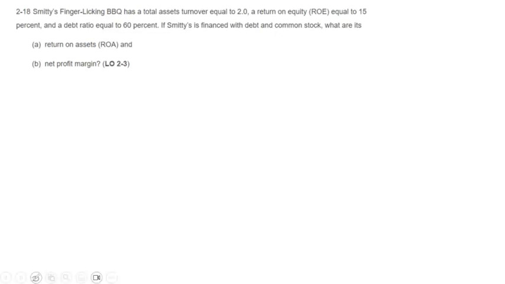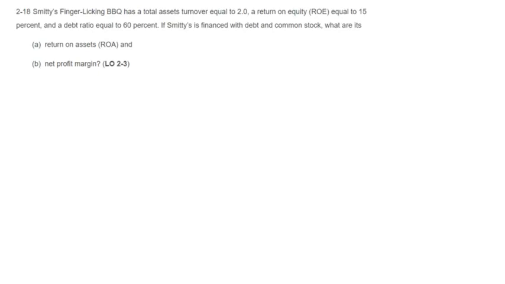Okay, this is problem 18 from chapter 2 in CFIN7. This is a DuPont analysis problem. So we're going to use the DuPont equations to solve this problem.